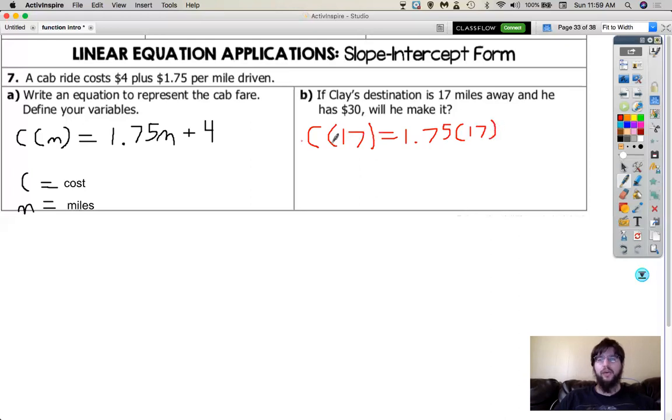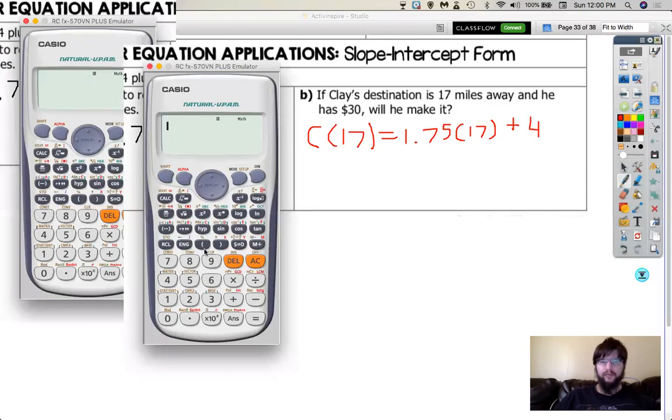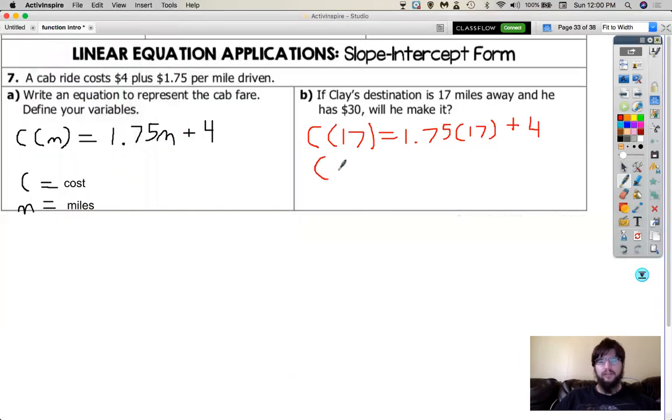And this we're not doing anything with. This is the name of our function. This is our cost. This is our answer. So let's grab our calculator out of here. 1.75 times 17 plus 4 gives us $33.75. So the cost for 17 miles is equal to 33.75.